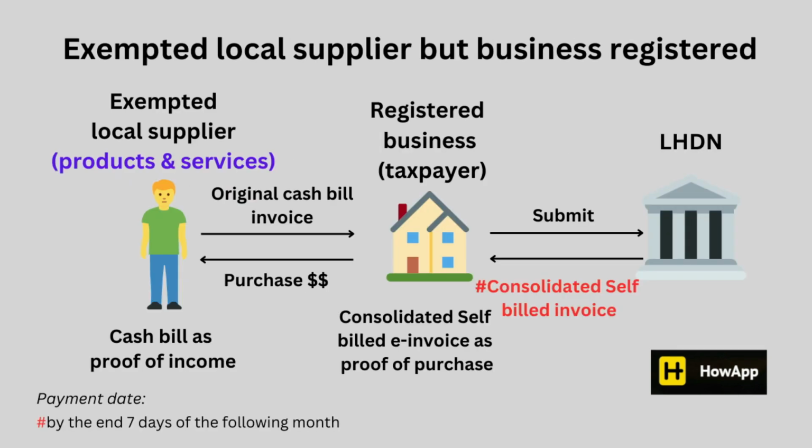If a taxpayer is dealing with a business with those exempted local suppliers, the taxpayer shall combine all exempted local suppliers and issue a consolidated sale bill e-invoice by the end of 7 days of the following month. This consolidated sale bill serves as proof of purchase for the taxpayer. However, the taxpayer is not required to give a copy of the consolidated sale bill e-invoice to the exempted local supplier, as they rely on the original bill or invoice as their proof of income.